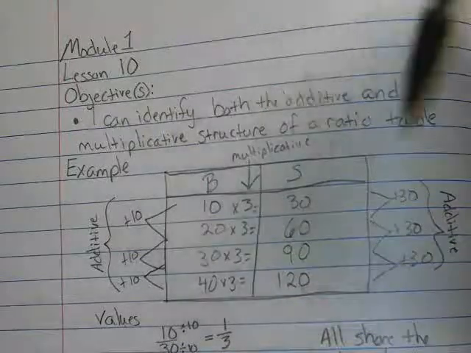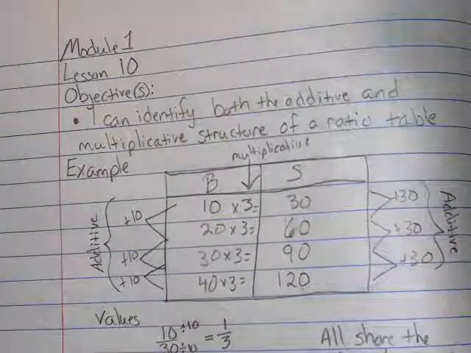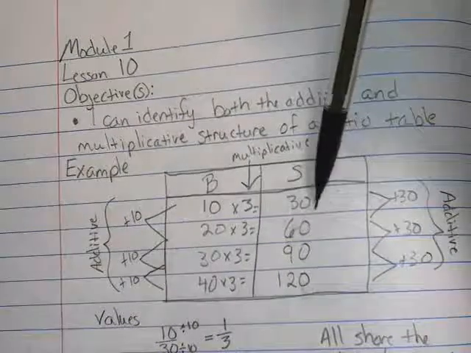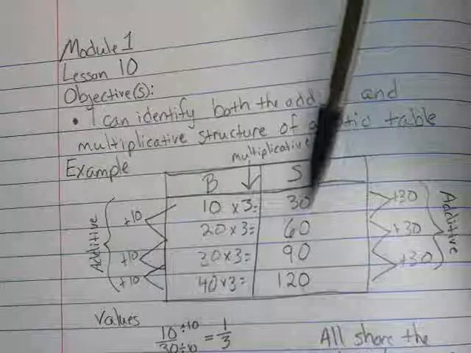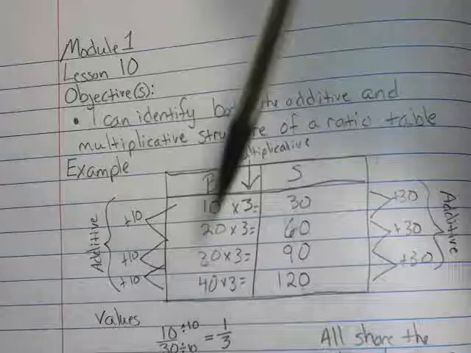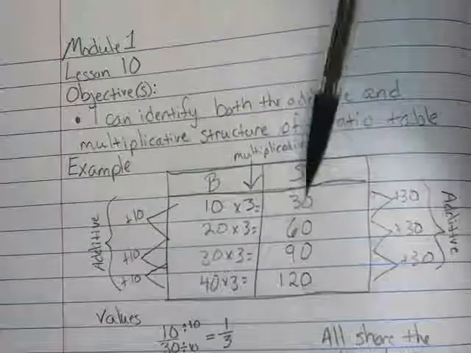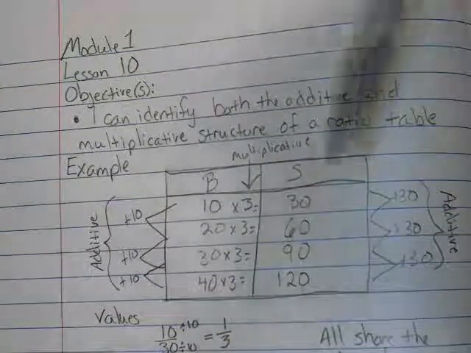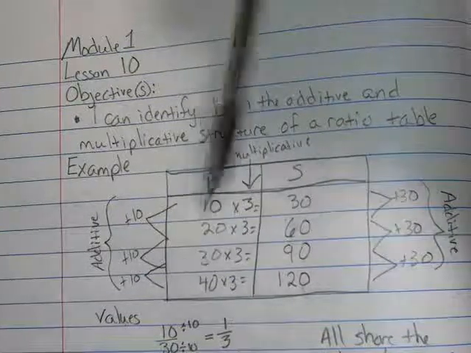For this ratio table, it's B to S, and the original ratio is 10 to 30. I then created equivalent ratios below by skip counting by my original number, 10: 20, 30, 40, and 30, 60, 90, 120. You also could use a multiple as long as you do the same to both sides in order to create the next number.